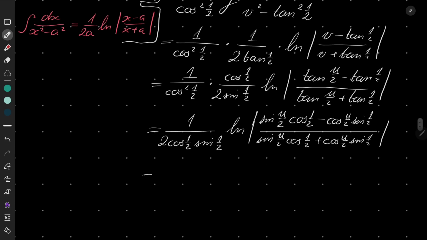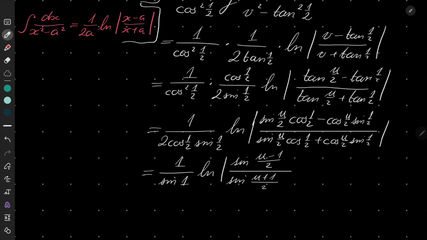Very well. And now here we have the formula for sine of a double angle. So we have 1 over sine of 1. And here, using another trick identity, in the numerator we have sine of (u minus 1) over 2, and in the denominator we have sine of (u plus 1) over 2. Okay, 1 over sine of 1 is cosecant of 1.